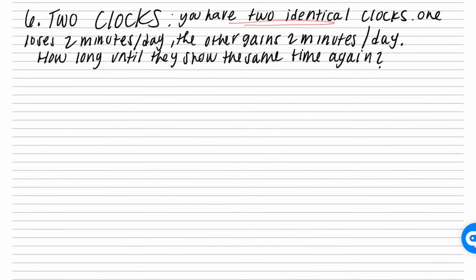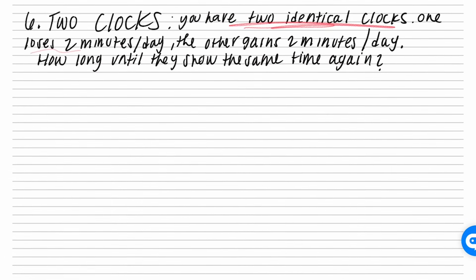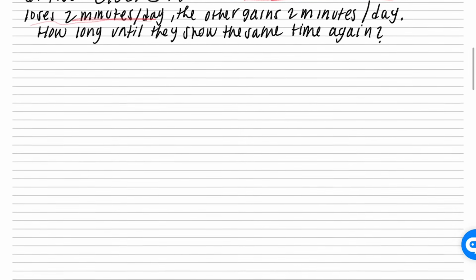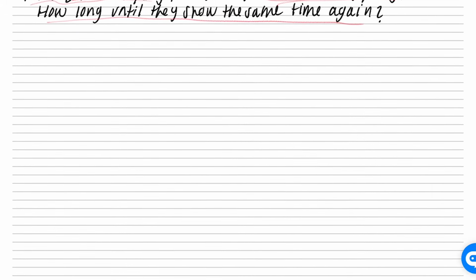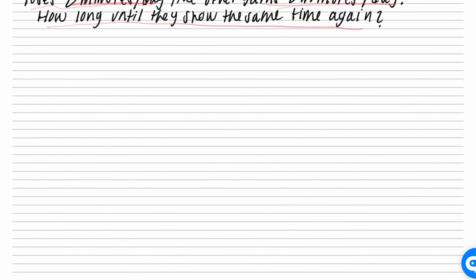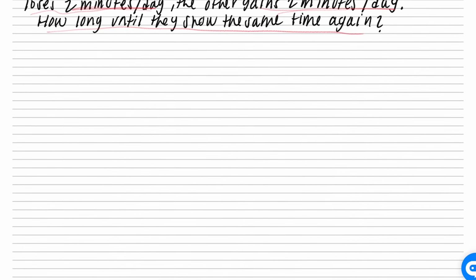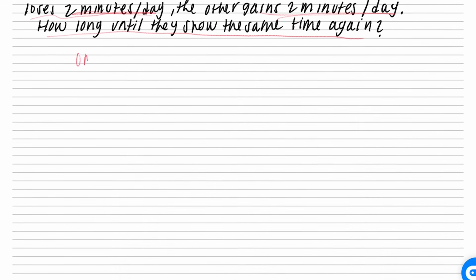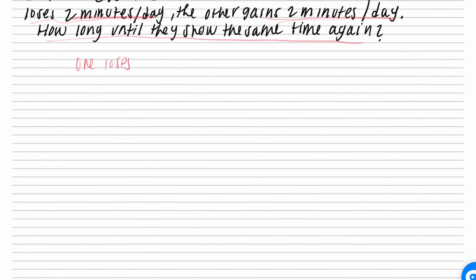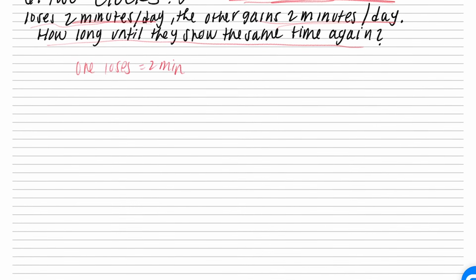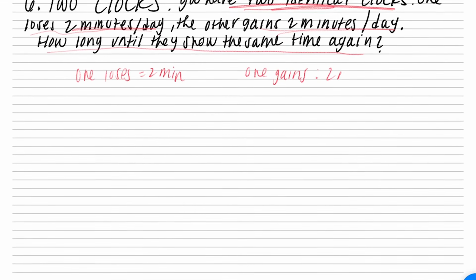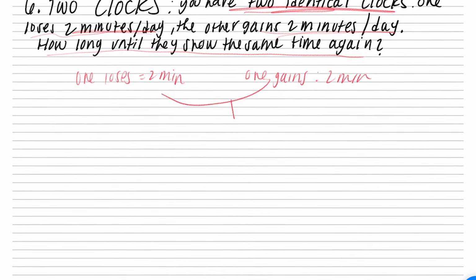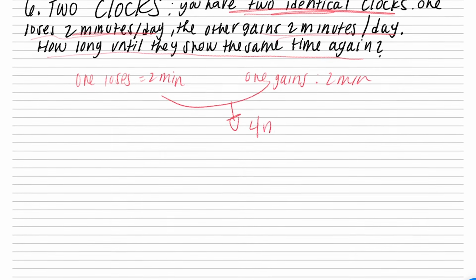You have 2 identical clocks, and one loses 2 minutes a day. The other gains 2 minutes per day. How long will it take before they show the same time again? So, if one loses 2 minutes and one gains 2 minutes, the time difference is 4 minutes a day.